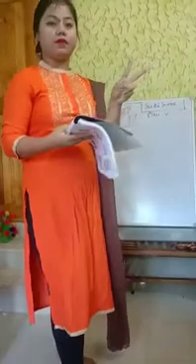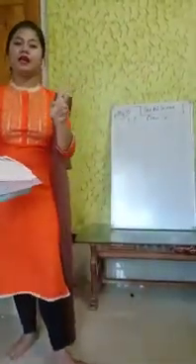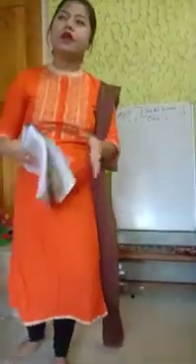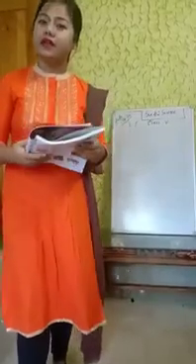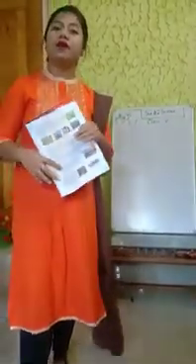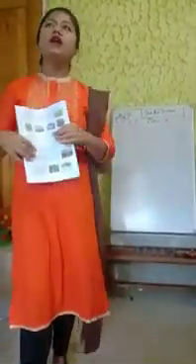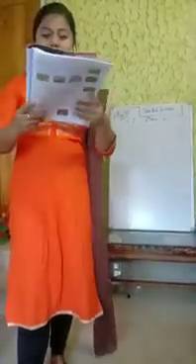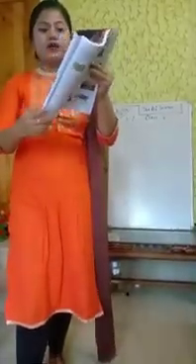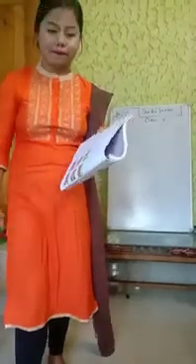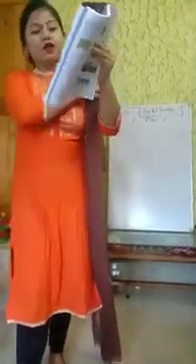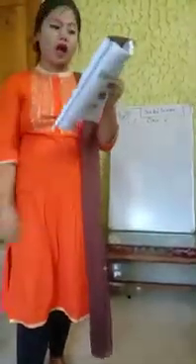We learned about crops. There are two types of crops, right? Rabi crops and Kharif crops, right? Rabi crops are also known as winter crops and Kharif crops are also known as summer crops, right? And Rabi crops are grown from November to April and Kharif crops are grown from June to October, right?